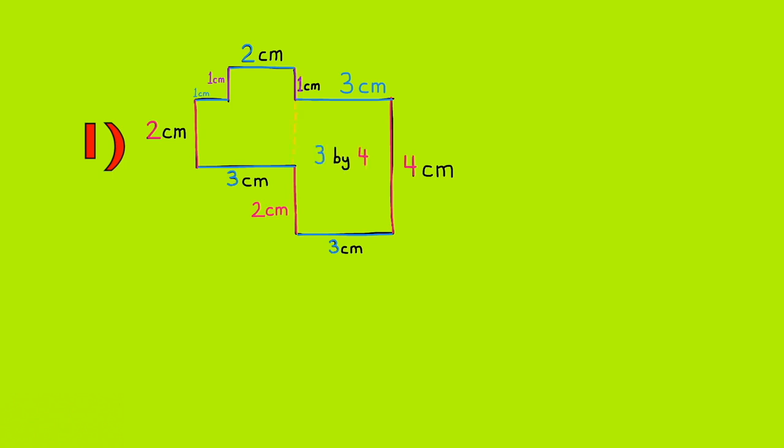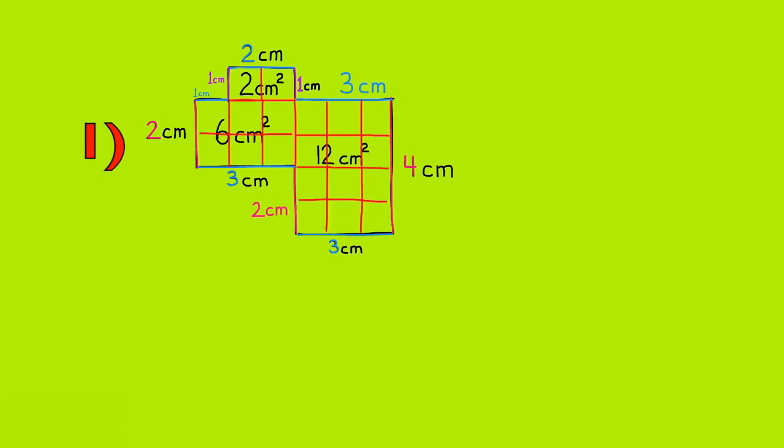3 by 4 equals 12 centimeters squared, or 12 square centimeters. 1 by 2 equals 2 centimeters squared, or 2 square centimeters. And 2 by 3 equals 6 centimeters squared, or 6 square centimeters. 12 + 2 + 6 = 20. So the area of the entire polygon is 20 square centimeters.